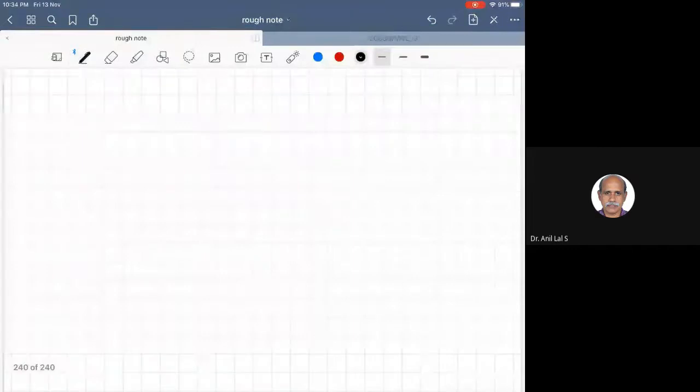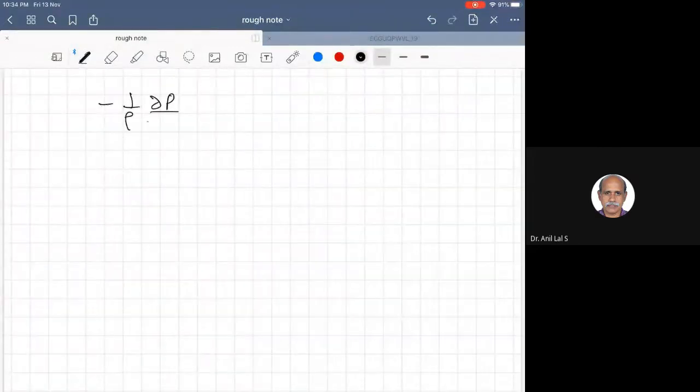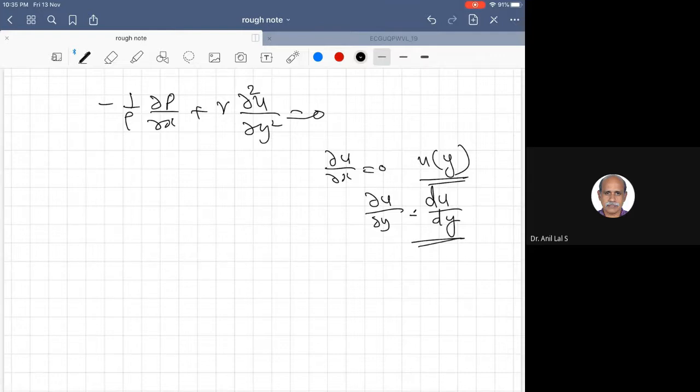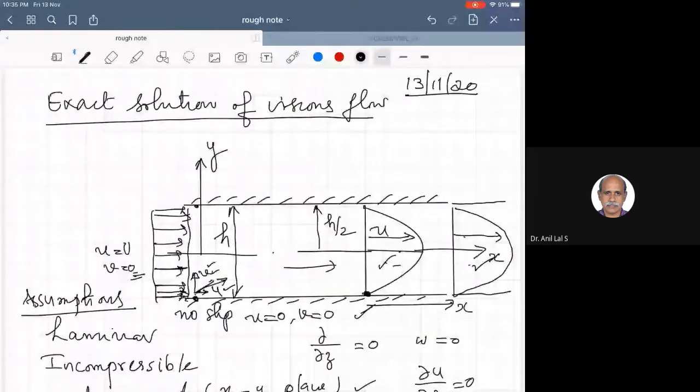minus 1 by rho dou p by dou x plus mu into dou square u by dou y square equal to 0. We get the x momentum equation simplified to this form. And also, dou u by dou x is equal to 0, that means u is a function of y only. So dou u by dou y is equal to du by dy. It can be written as the total derivative.